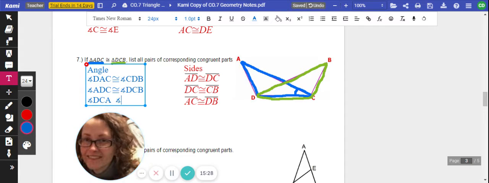Angle DCA. And once I pick the order for one triangle, or for one angle, DCA, that was 2, 3, 1, I can do the same sequence for my second angle, CBD.